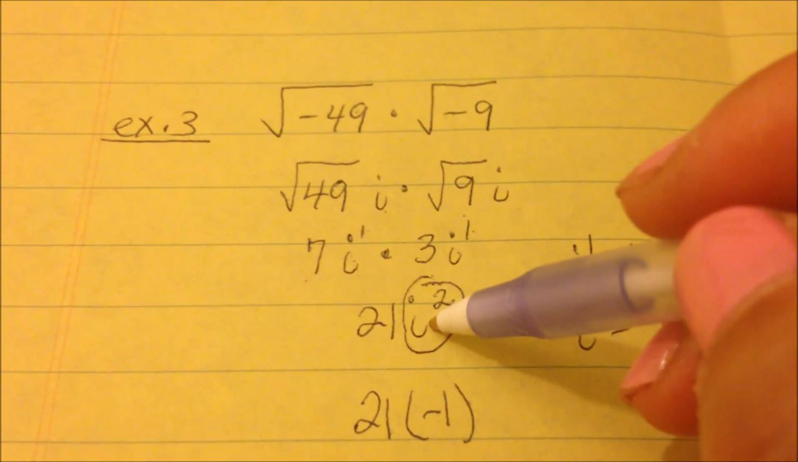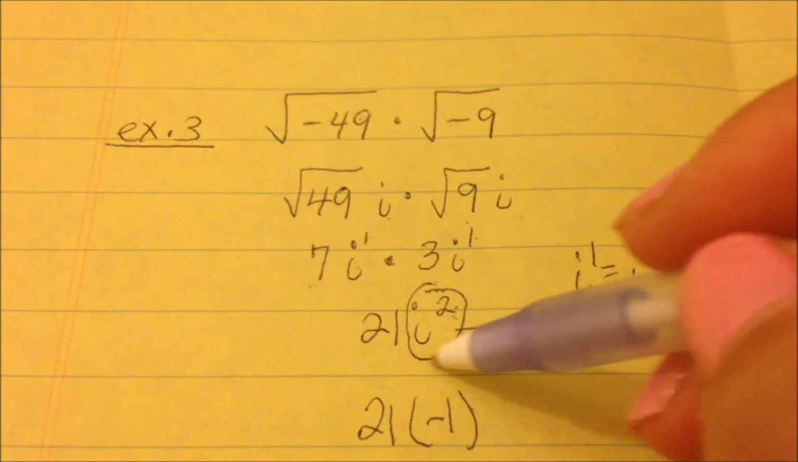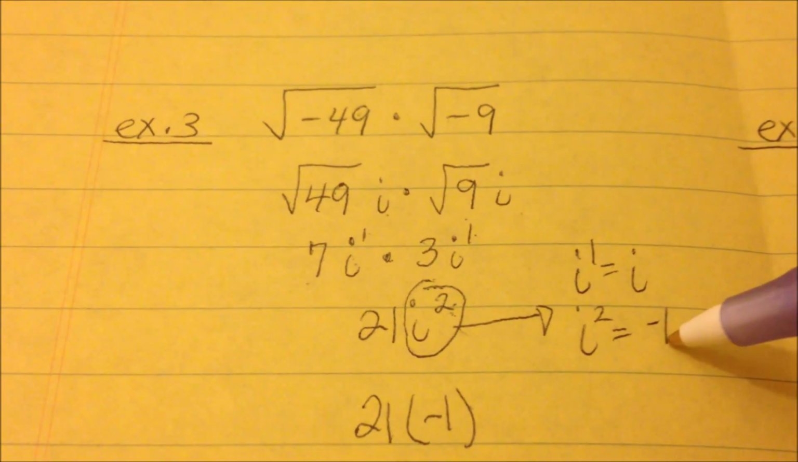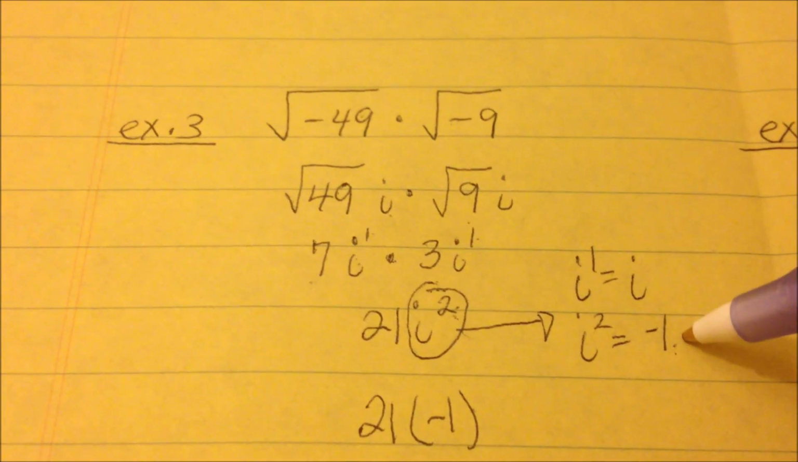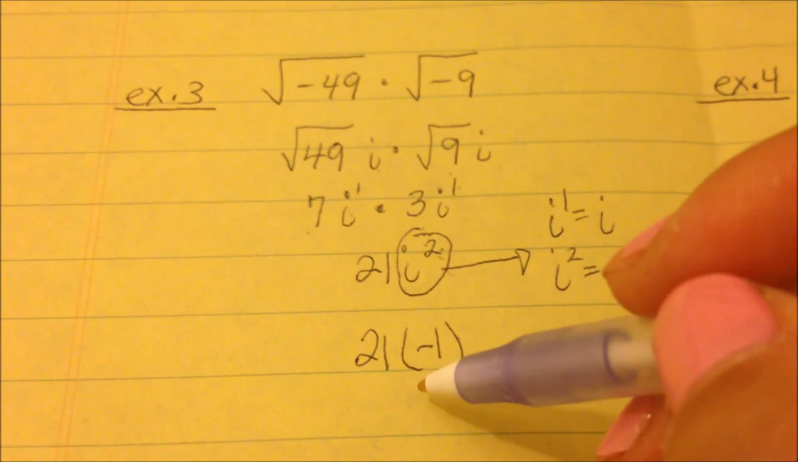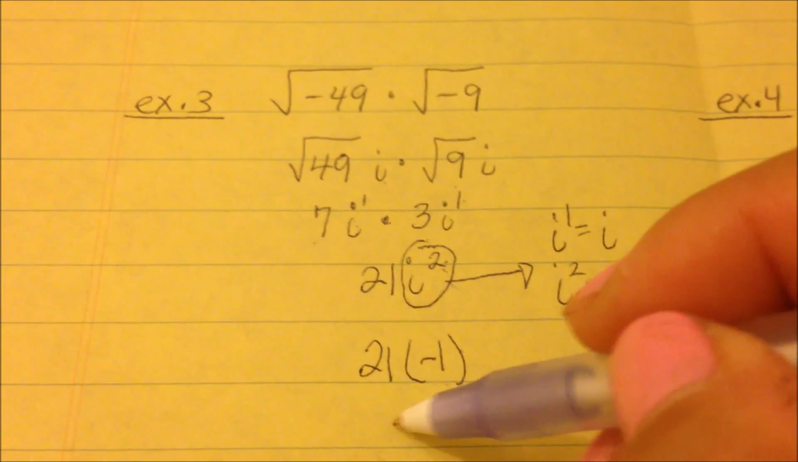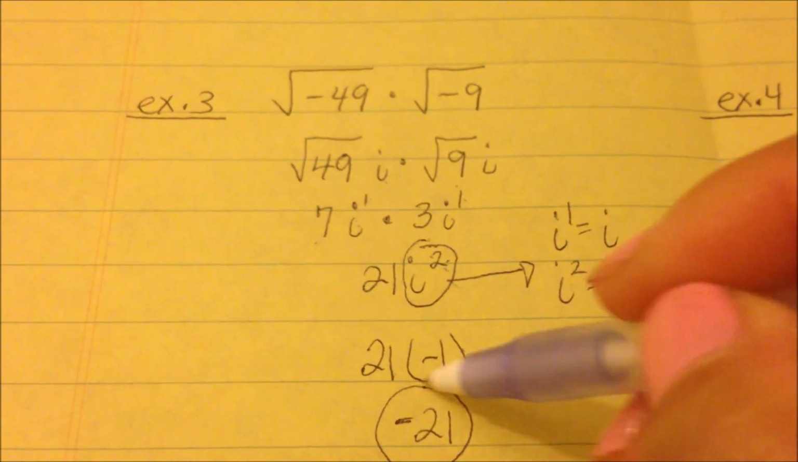But it's not the i that you're substituting. It's all of this right here, i squared. And we said i squared is equal to negative 1. So that's why you're substituting all of that with negative 1. So your final answer then becomes 21 times negative 1, which is negative 21.